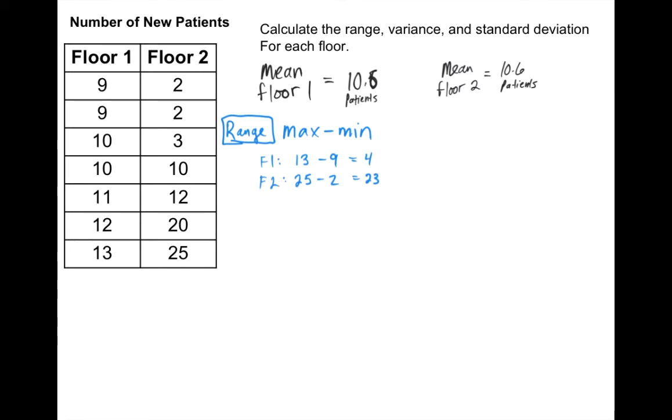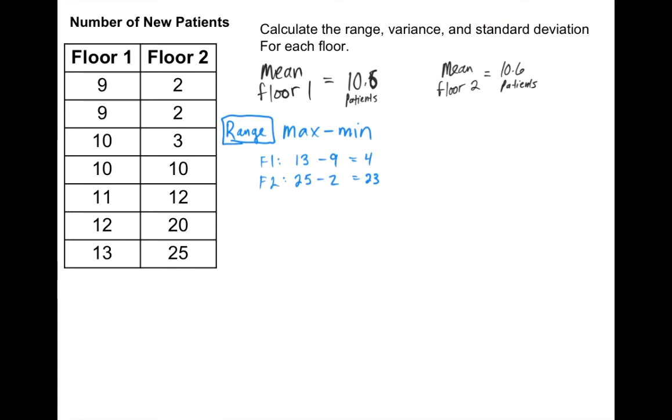What we want to do next is to calculate the variance and the standard deviation, and I'm just going to do this for floor 1. You're going to find as we go over this, there's actually a little bit of a process. It tends to be a little tedious to calculate this by hand. So we're going to use technology, but I do want to show you how it is calculated. Thankfully, when we calculate the variance, to find the standard deviation, we just take the square root of the variance.